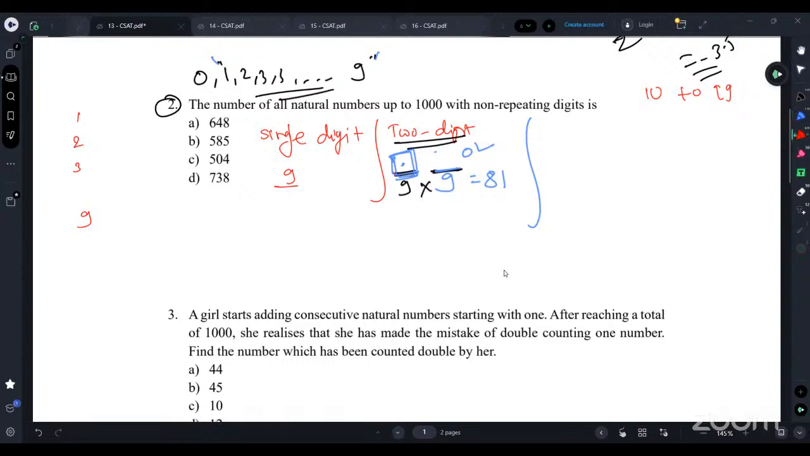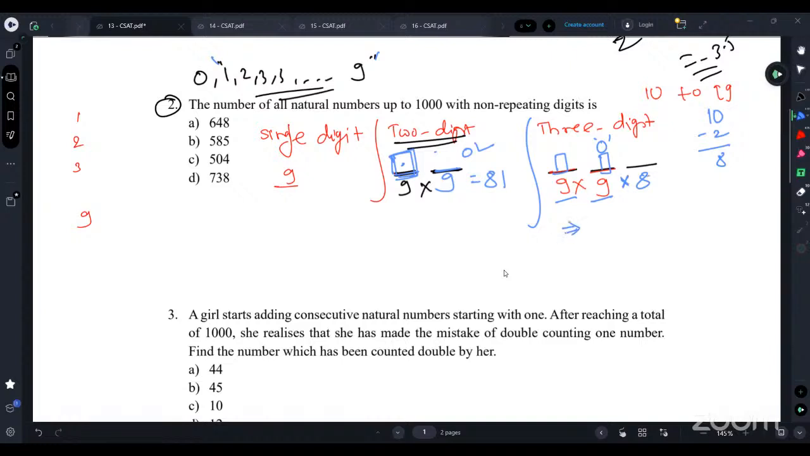Now let's come to three digit numbers, right? So I have these three places for three digit numbers. For the first place, as I told you guys, there will be 9 options because I cannot keep 0 here. In the second place, I will again have 9 options because I have the option of keeping 0 in the second place. But in the third place, out of 10 digits, I have already used 2 digits, because I have used one digit here and one digit here. So I will be left with 8 options for the third place.